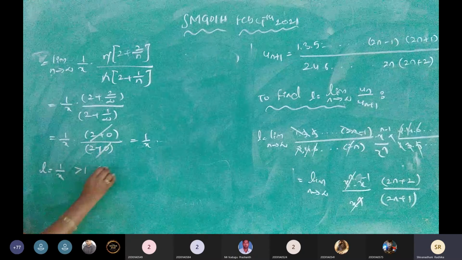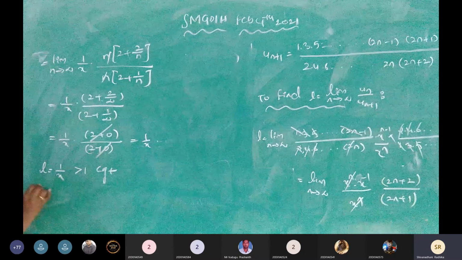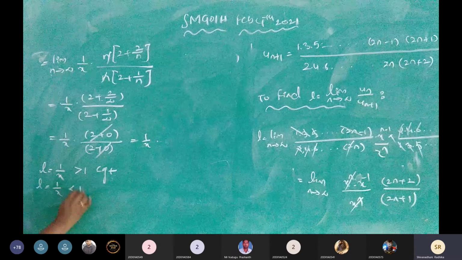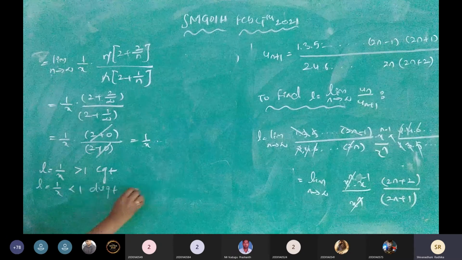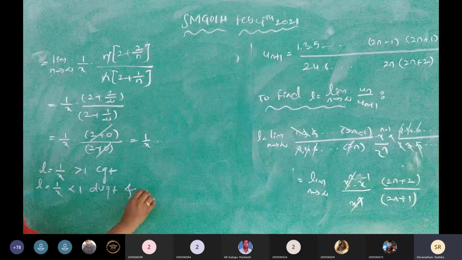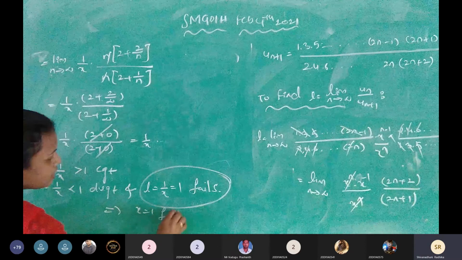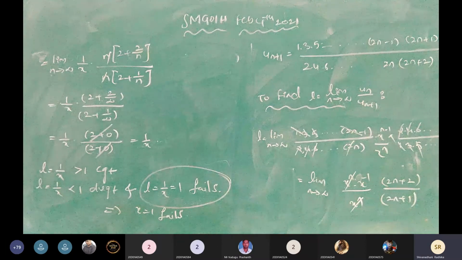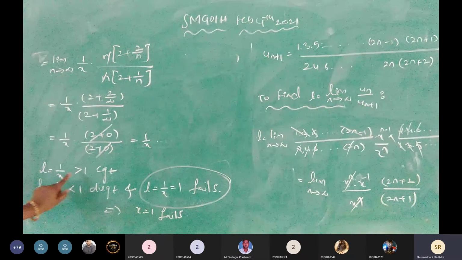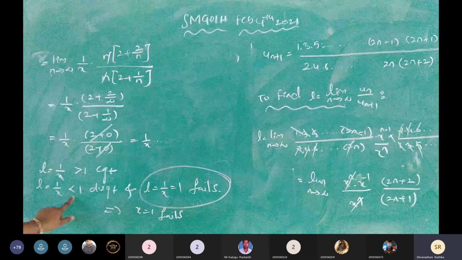L equals to 1 by x is greater than 1: convergent. It is clear. L equals to 1 by x is less than 1: divergent. And L equals to 1 by x, which is equal to 1, so that is what? Fails. It is clear. Now this can be written as x equals to 1, test fails. 1 by x is greater than 1 convergent. 1 by x is less than 1 divergent. X equals to 1 test fails. It is clear.